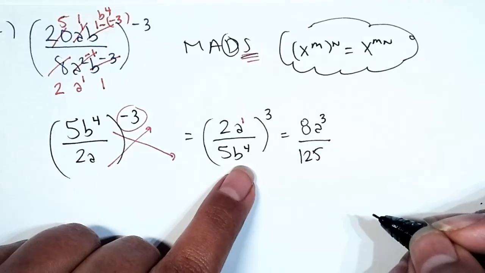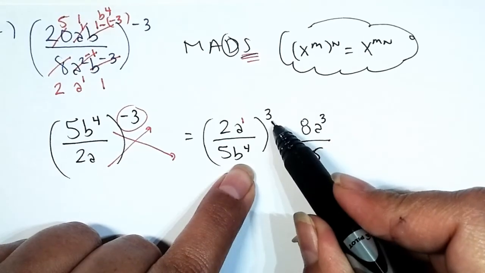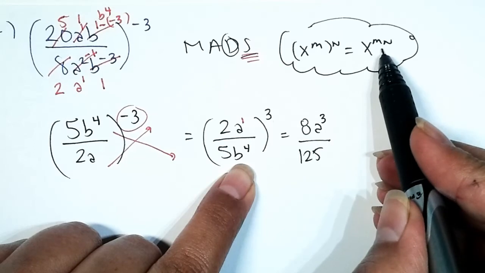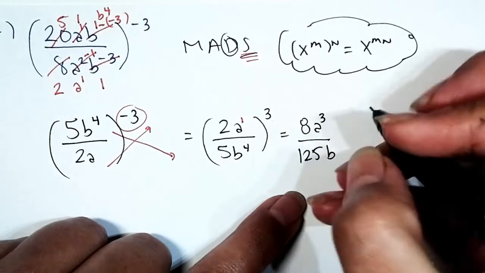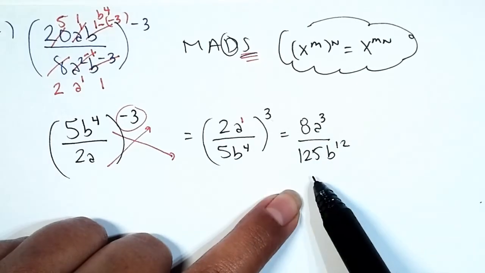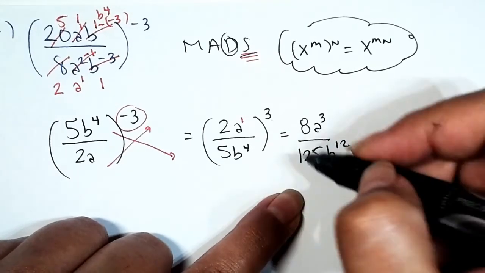Okay, b to the 4th raised to the 3rd power. Power rule. Keep the base and multiply the exponents. So that will leave us with b raised to the 12th power. We have a fraction, it is reduced, so we're good.